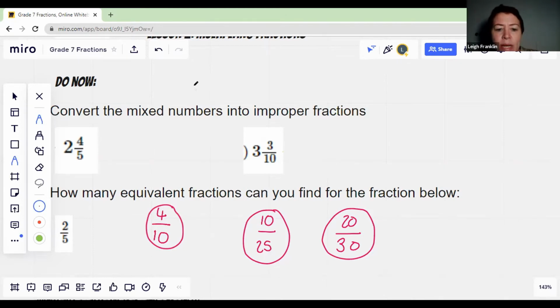Okay, so now I would like to ask, all right, Jacob, can you please tell me what you got as the improper fraction for 2 4/5? What did you end up with as an answer, Jacob? So you can either pop it into the chat or you can unmute your mic. It's up to you.